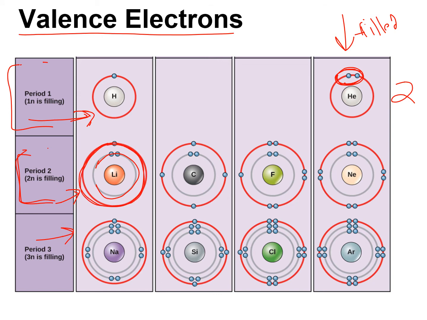All right, period 2, the second shell, the maximum number of electrons you can have is 8. So you have 4 pairs of electrons. That means that shell is completely filled and it is very stable.